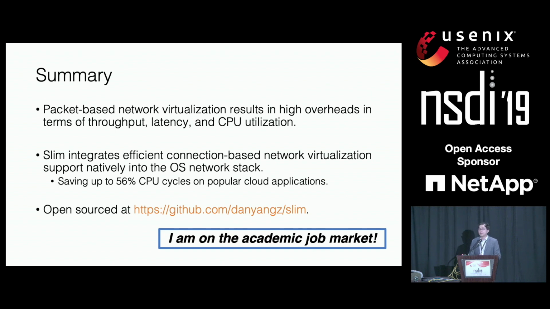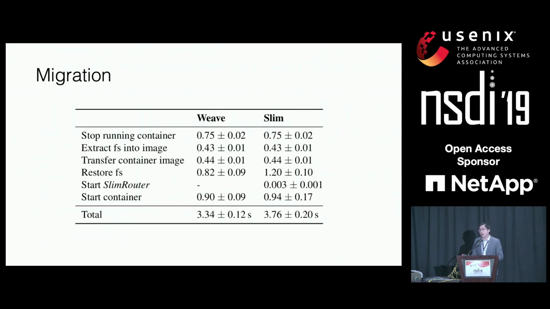Hi, a small question. How would this work with container migration? Right. So for container migration, there are two types of migration. One is what we call cold migration. This means you essentially shut down the container and reboot it from somewhere else. And Slim supports this kind of migration. So here are the performance results. Basically, what we found is Slim does not decrease the migration time much. Here, Weave is a packet-based network virtualization scheme.